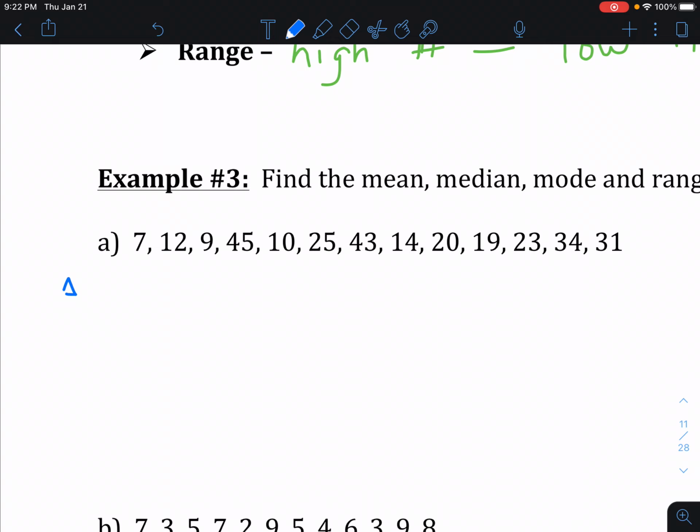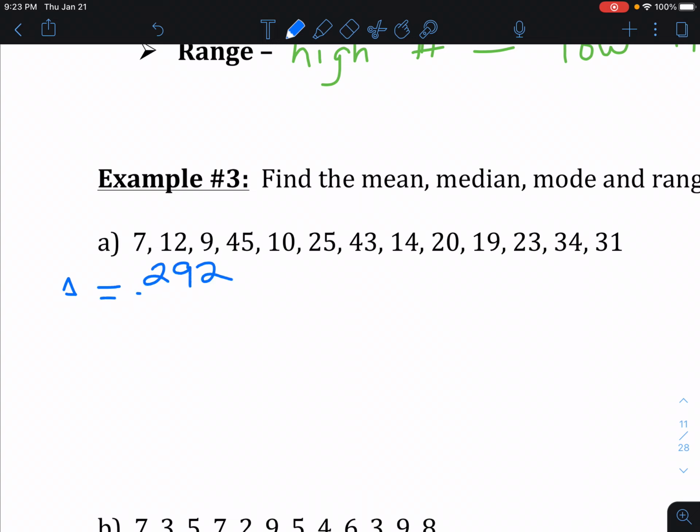7 plus 12. I'm just going to be quiet for a minute. Okay, so they all add up to 292.